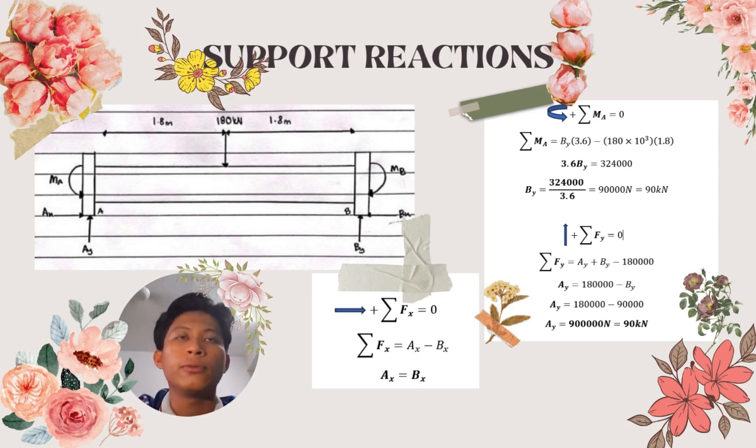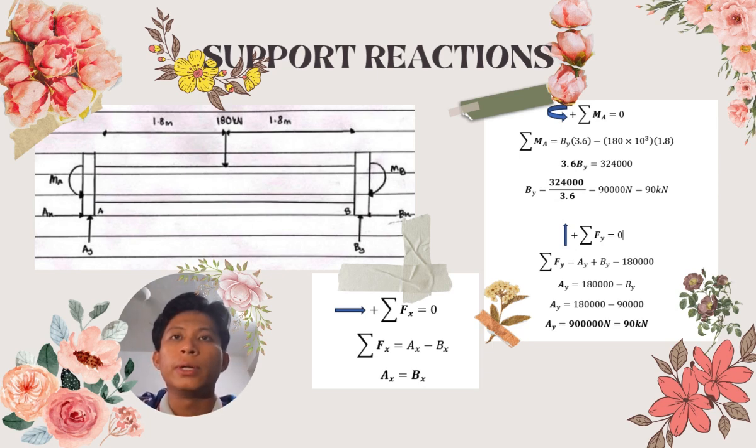For the vertical forces, Fy, we assume it is equal to 0, and then Fy equals Ay plus By minus 180 kN. Then we continue the calculation, and we get Ay equal to 90 kN.